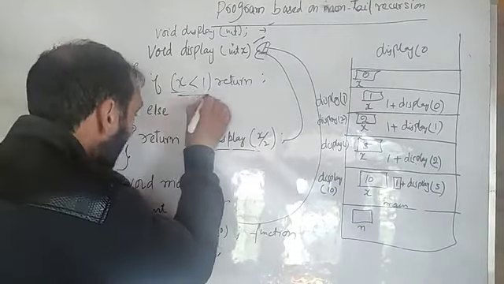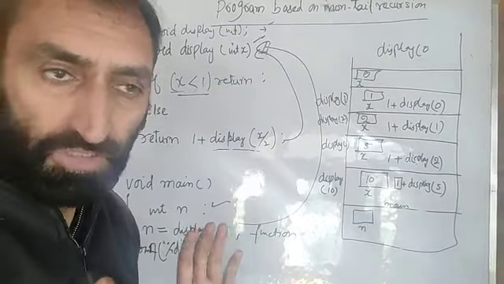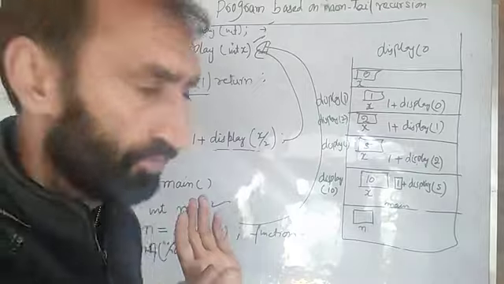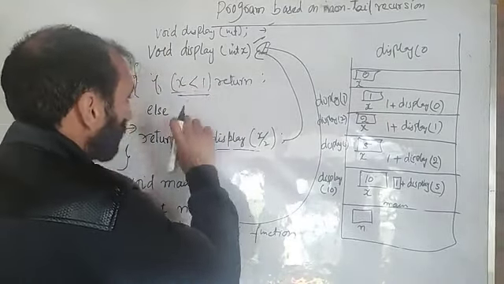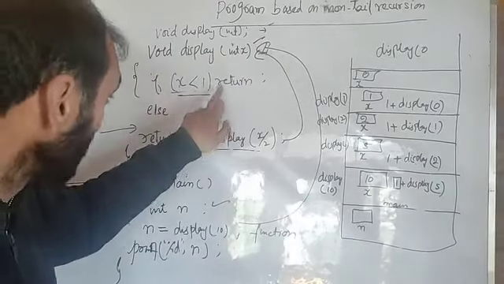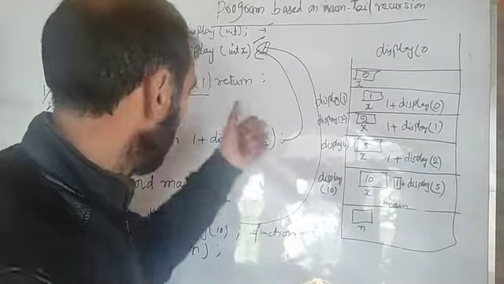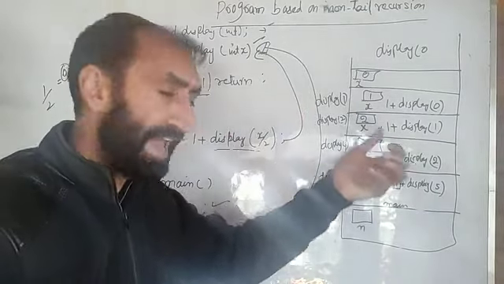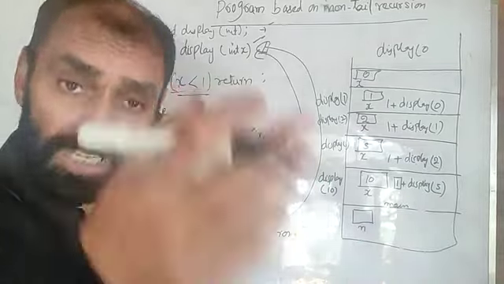Now at this time, this condition, x less than 1, is true. So the statement after this if condition will get executed. What is the statement? The statement is return. But why return? The question is why return? It will get returned to where it has been called.